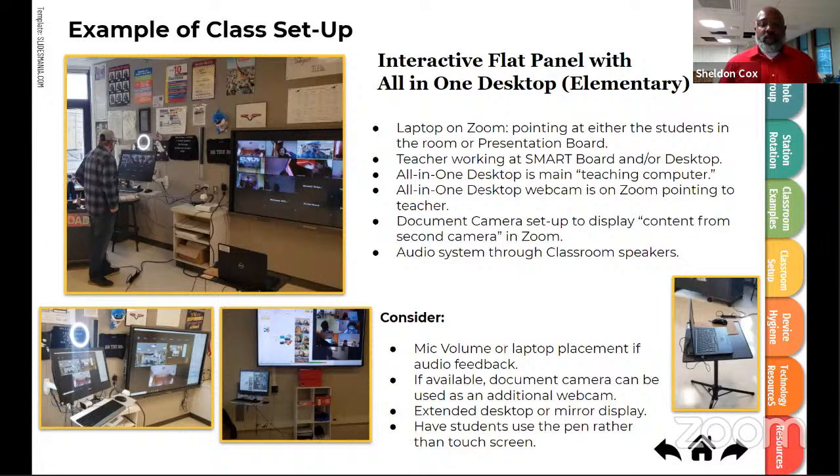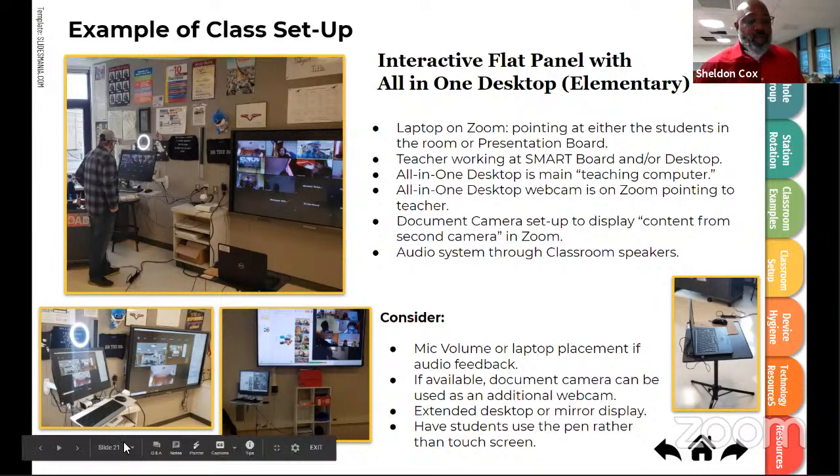Some things to consider in this setting are the placement of your extra laptop or your screen, or where you will stand as you present, because you want your students to be able to hear you. You also want to make sure you stand in the correct position if you want them to see you, or see the students. A document camera can be used as a secondary camera.